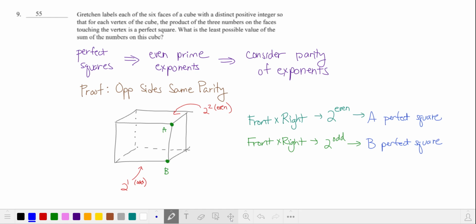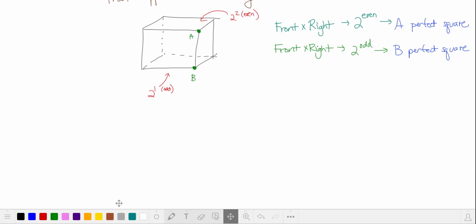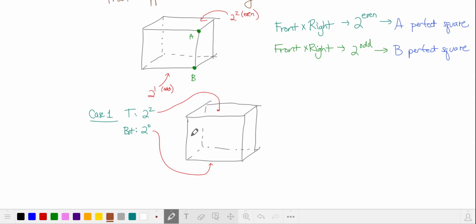So let's take as our first case, the top and bottom have even powers of 2. The smallest even powers are 2 and 0. We'll put 4 on top and 1 on the bottom. You'll notice that all 4 sides of the cube will have to have either 2 raised to an odd power or 2 raised to an even power. We'll treat these as 2 separate cases.